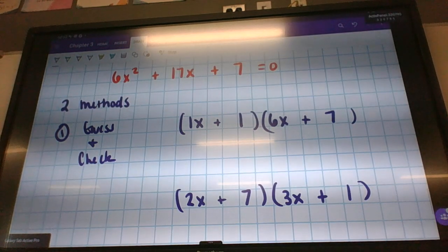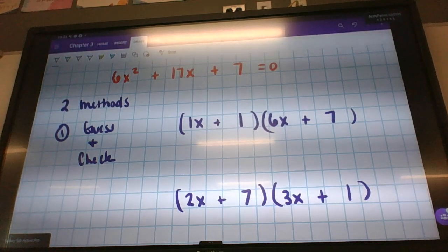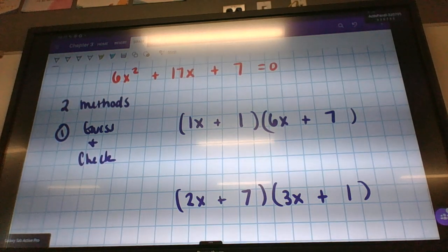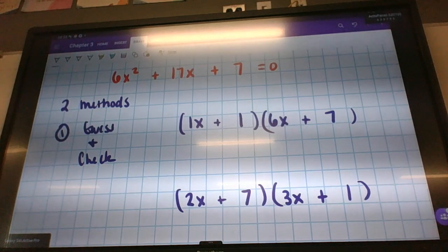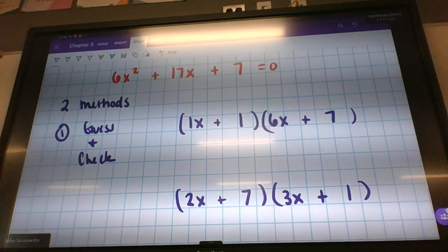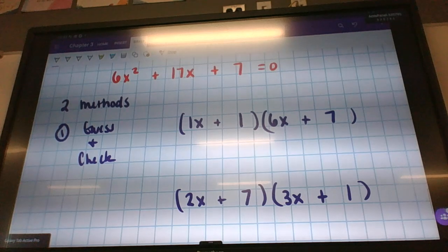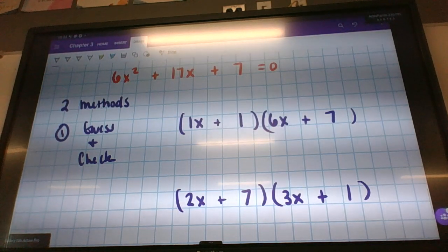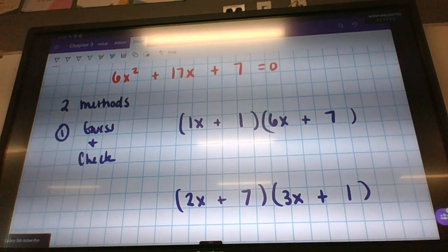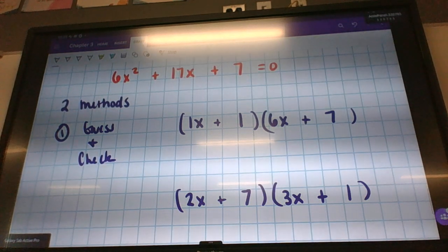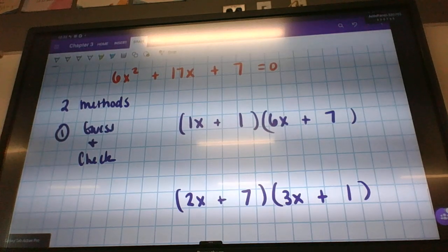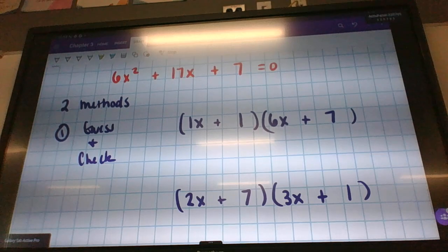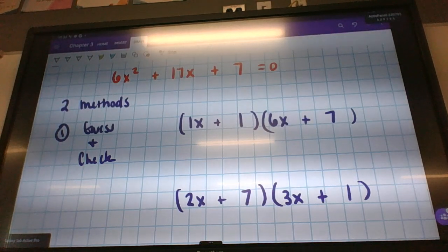So A is 6, B is 17, and C is 7. I start with multiplying A times C. So 6 times 7 is 42. In my table, instead of looking for numbers that multiply to 7, I look for numbers that multiply to 42. So I'm going to list everything that will multiply to 42, and I'm still trying to add to that 17 in the middle.